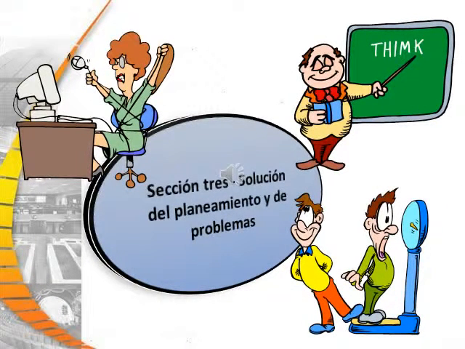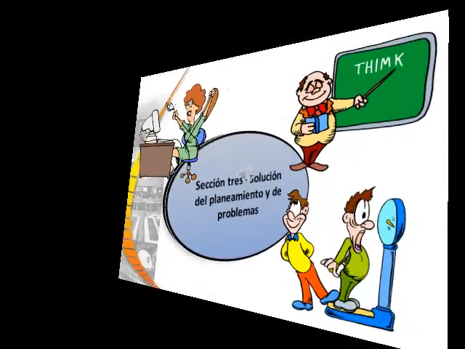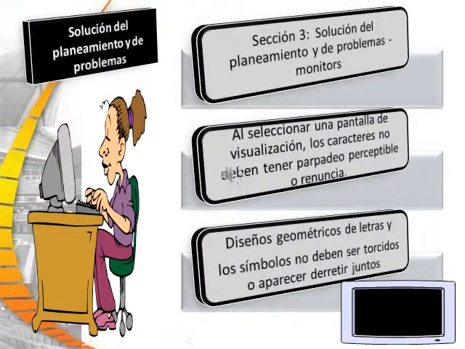Section 3, Planning and Problem Solving. When selecting a display screen, characters should not have a perceptible flicker or waver. Geometric designs of letters and symbols should not be distorted or appear to melt together.